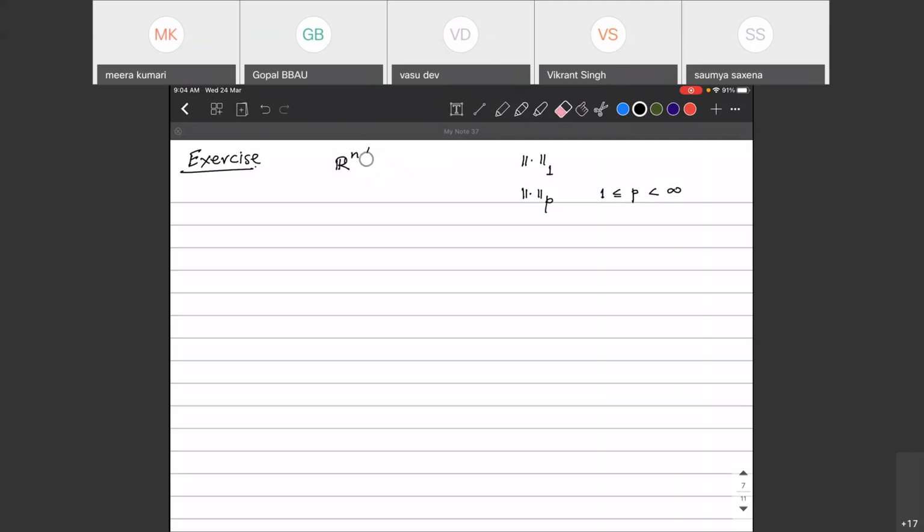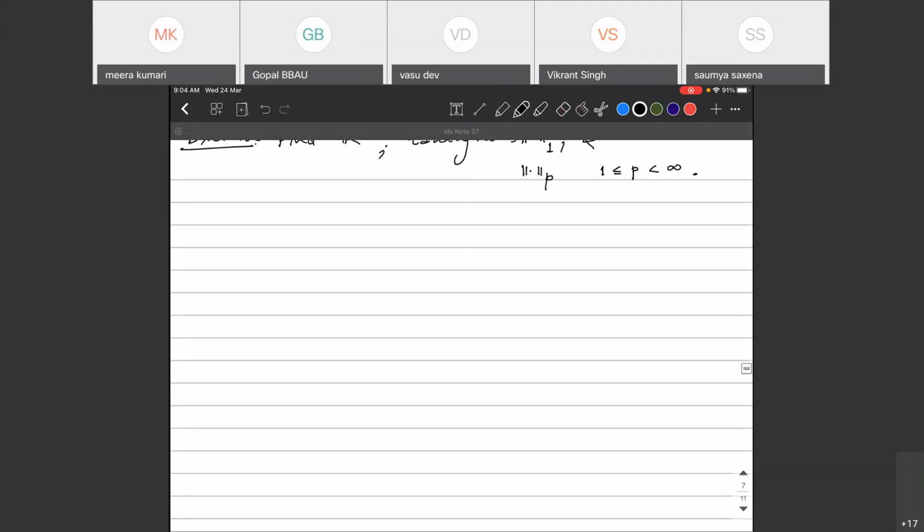Find the dual of Rn, that is Rn dash, with respect to the norms taking these norms, this and this. Okay. So this is an exercise. One hint is there.